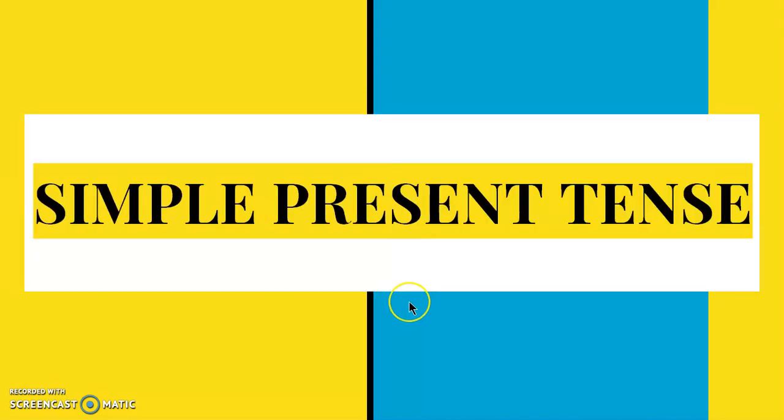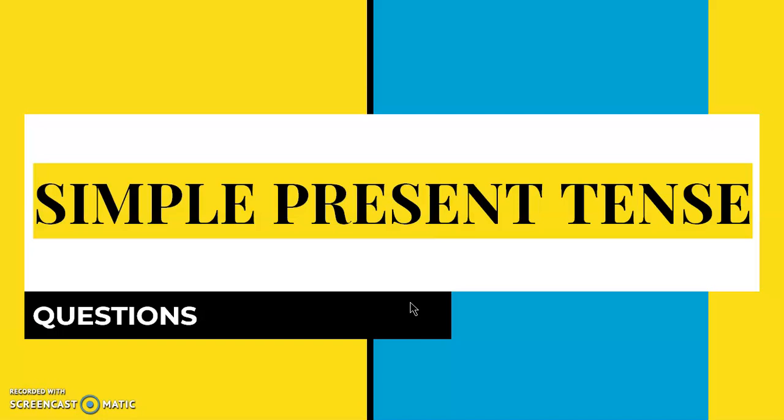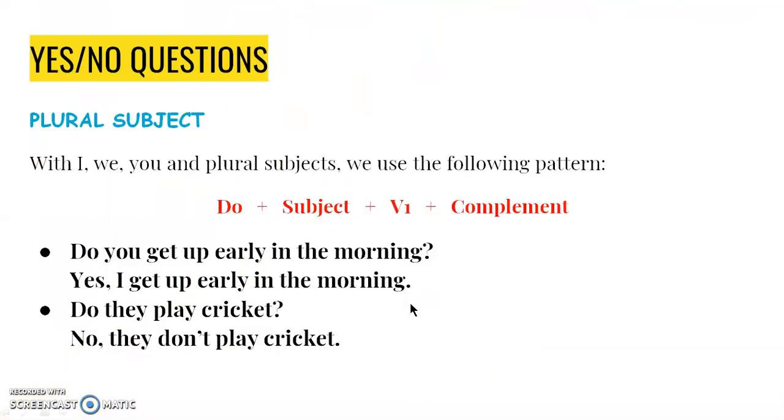Children, in my previous class, I talked to you about how to frame negative statements in simple present tense. Yes, do you remember? Now in this class, I am going to discuss with you how to frame questions in simple present tense. Alright. Children, there are two kinds of questions. One is yes-no questions and another is WH questions.